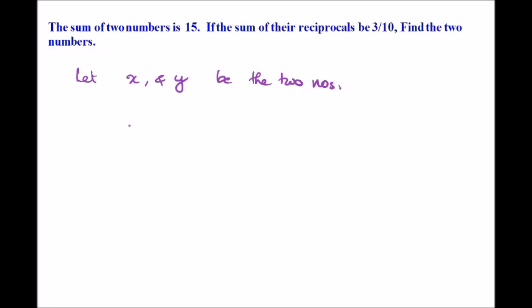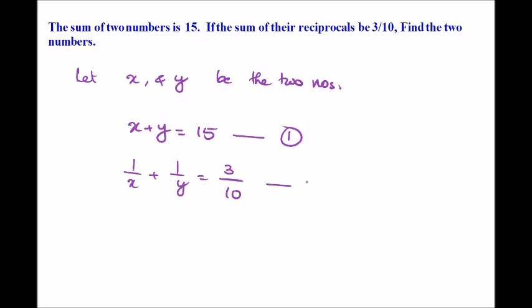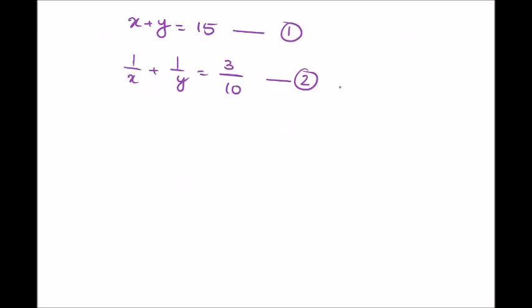According to the first condition, we can write x plus y is equal to 15. This is marked as equation number 1. According to the second condition, sum of their reciprocals be 3 by 10. That is 1 by x plus 1 by y is equal to 3 by 10. This is equation 2.